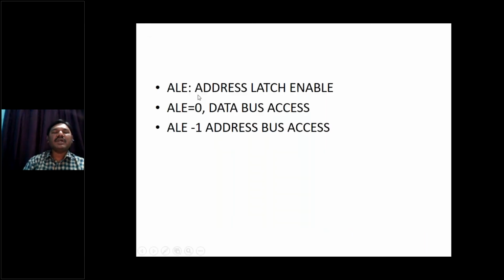Then ALE stands for address latch enable. Address latch enable means if the ALE pin is 0, it is data bus access. If ALE is equal to 1, it is address bus. The same multiplexed address and data bus lines will be separated by making this pin either 0 or 1.